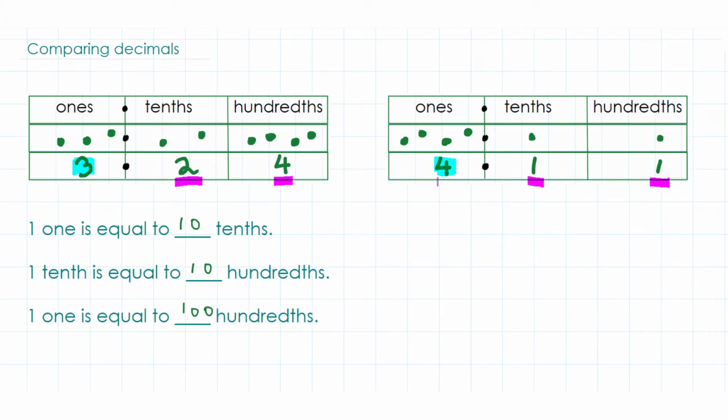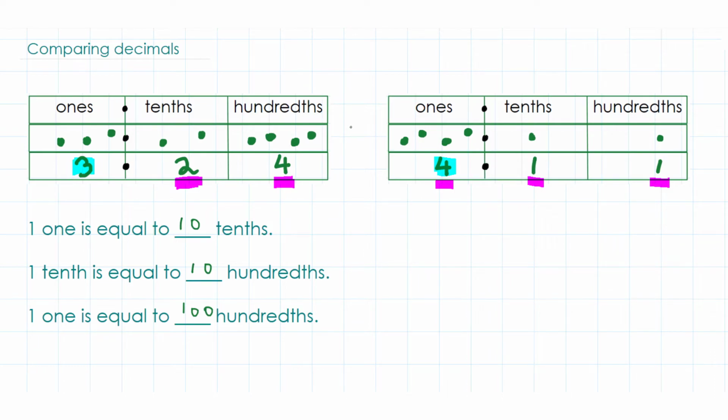Now in the number on the right, I've got a whole extra 1, haven't I? I've got 1 more 1 than the number on the left. But 1 is worth 10/10, 100/100ths. So that 1 extra 1 is worth way more than the extra 10ths and 100ths that we have in the number on the left. So overall 4.11 is greater than 3.24.